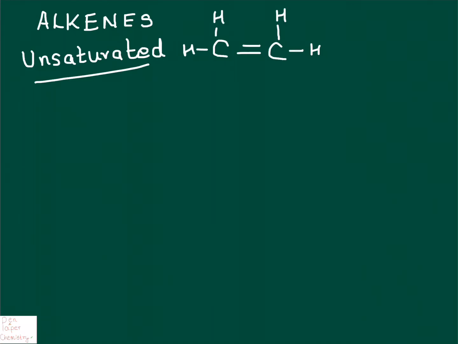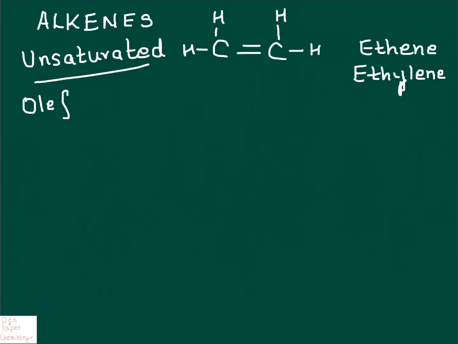Here I have drawn the simplest alkene, the name of which according to the IUPAC system is ethene. Eth comes from the two carbon atoms and ene from the double bond. It is also called ethylene in the common system, and this group of compounds that we are talking about, alkenes, is in general called olefins. Olefins means oil forming.